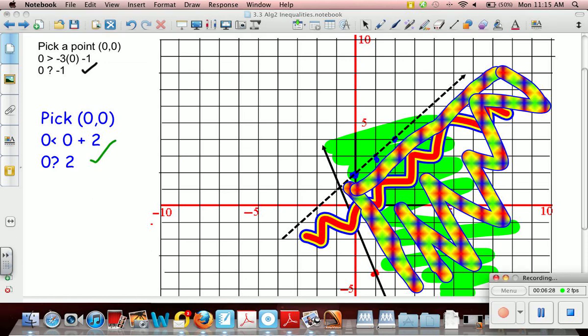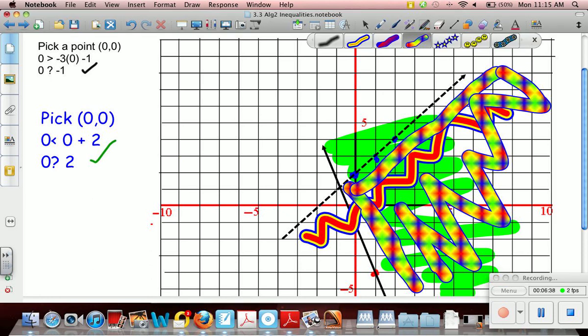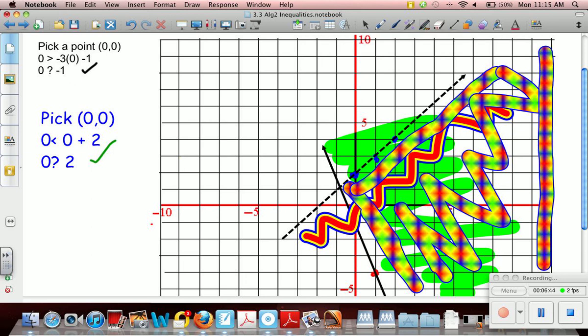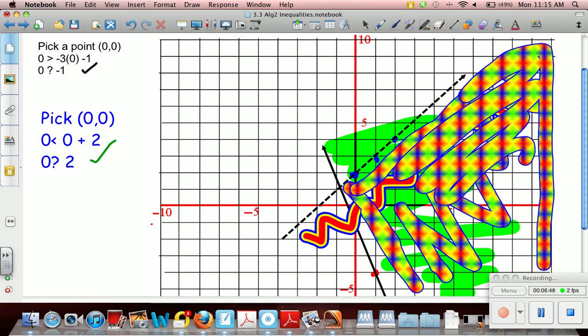So realize the stuff in the multicolored shading, those are the possible solutions. So realize it's infinitely many solutions. They keep going on forever and ever, all the way on this side and past what you can see on the graph. So beware of that, all these here are possible solutions to your graph.